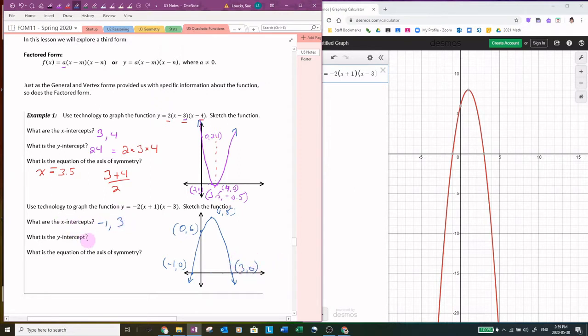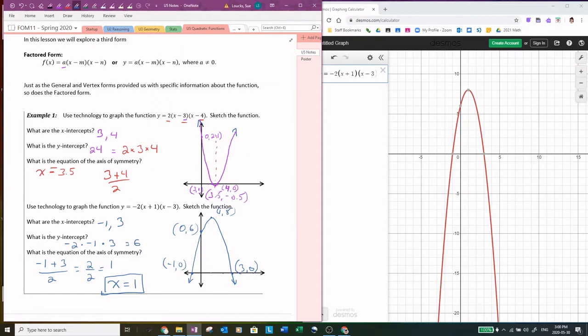The y-intercept is 6, so it's negative 2 times negative 1 times 3, which is 6. And the equation of the axis of symmetry, I'm going to take my two intercepts, negative 1 plus 3, divide that by 2. That equals 2 divided by 2 equals 1. So the equation for the axis of symmetry is x equals 1. Again, I will tell you, remember it's an equation, so it's x equals something. Okay?